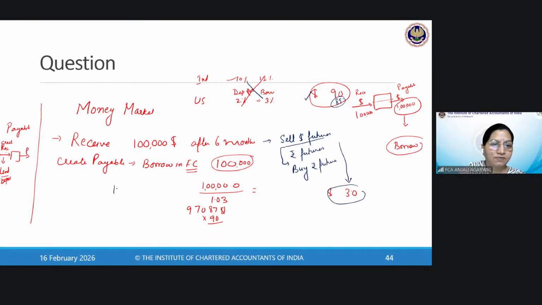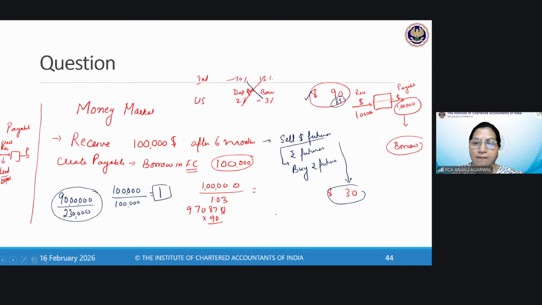So if dollar futures were 100,000 and the contract size of $1 is also 100,000, you would have sold $1 futures. But if it is 90 lakhs and rupee futures standard size is 2,30,000, then you will find out how many rupee futures you have to buy, round off. Means first we have to convert the dollar into rupees using the spot rate, and we have to find the number of future contracts using the standard size of the rupee future contract.